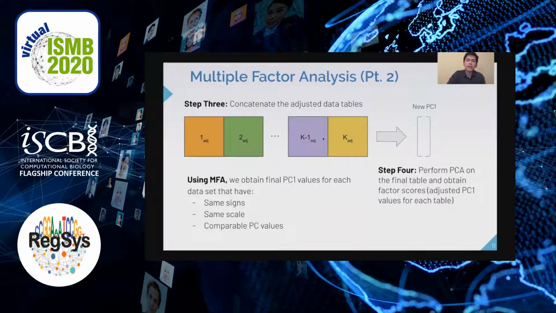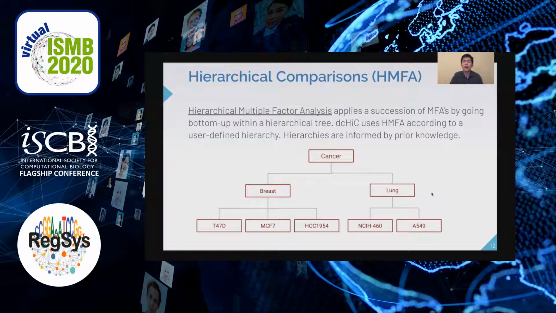We then concatenate the adjusted data tables and perform a final PCA on the combined result. The result of this PCA we can then use to get the compartment signals for each individual HiC dataset. By using MFA and this normalization process, we obtain final PC values that have the same signs, the same scale, and comparable values. MFA also has a hierarchical extension called HMFA.